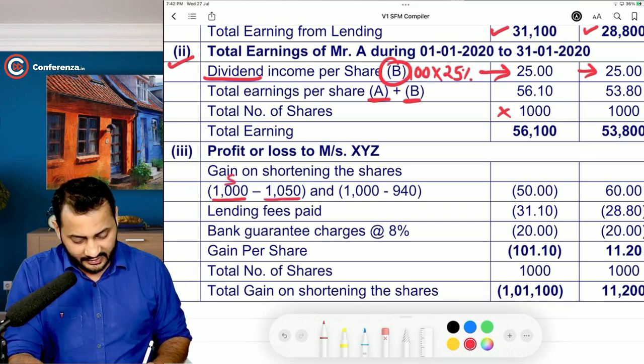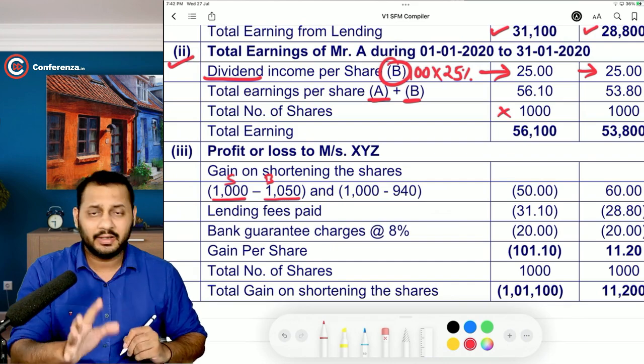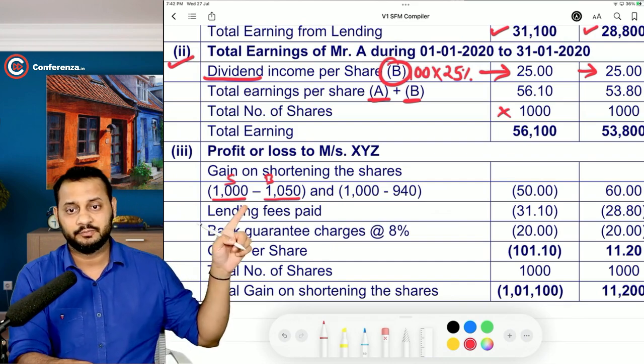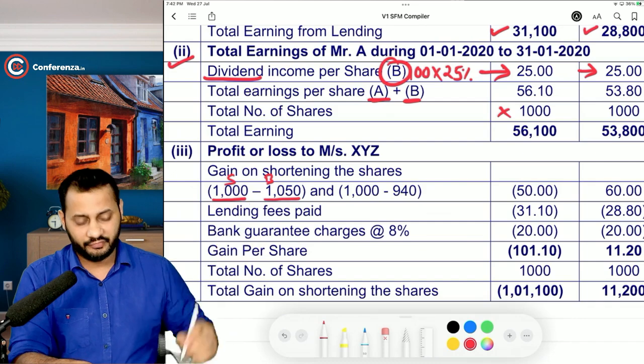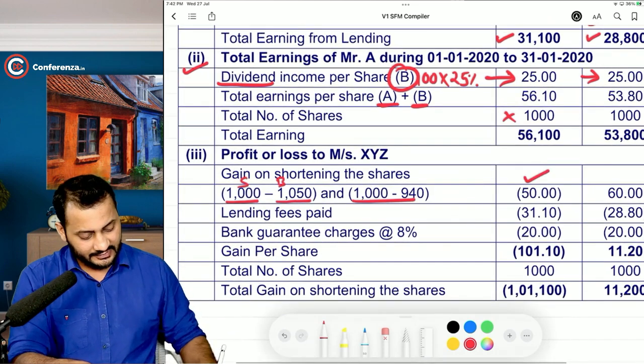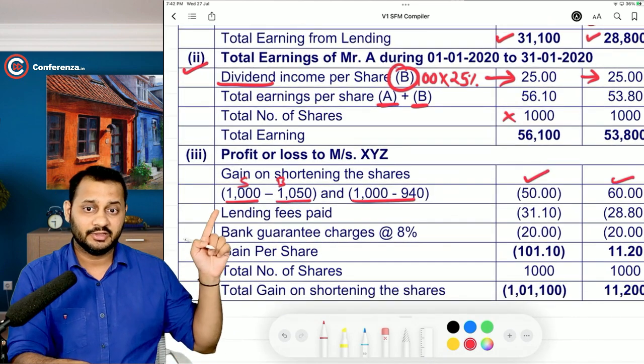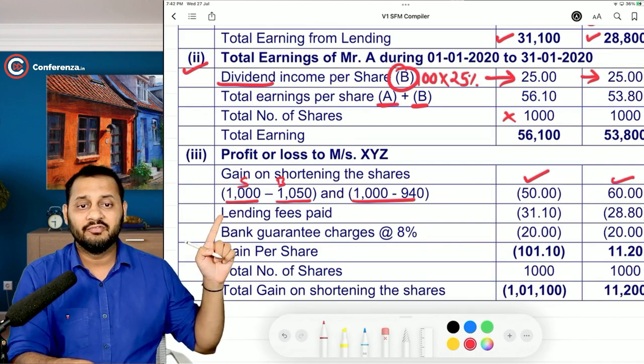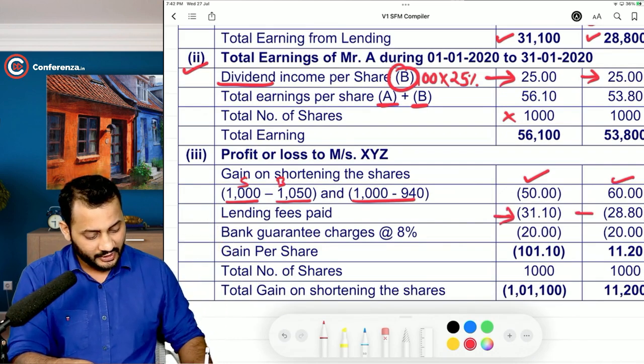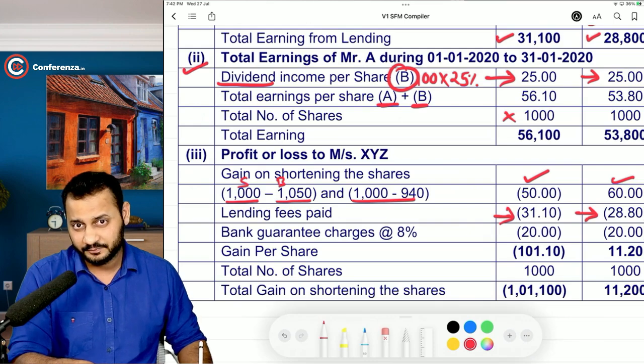See, if you are selling it here, you will have to buy it back at whatever the price at the end of the third month. So there is a loss in the first case of 50 rupees. And in the second case, there is a profit of 60 rupees. That much is okay. But you have paid lending fees of how much? 31.10 and 28.80 in both the scenarios.